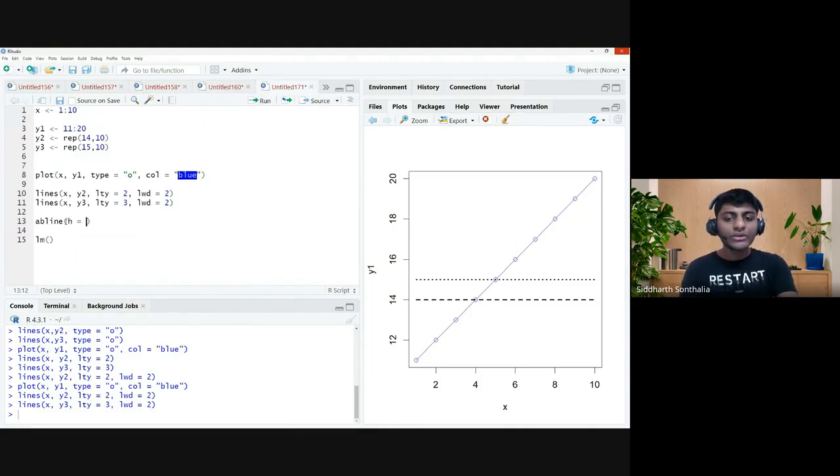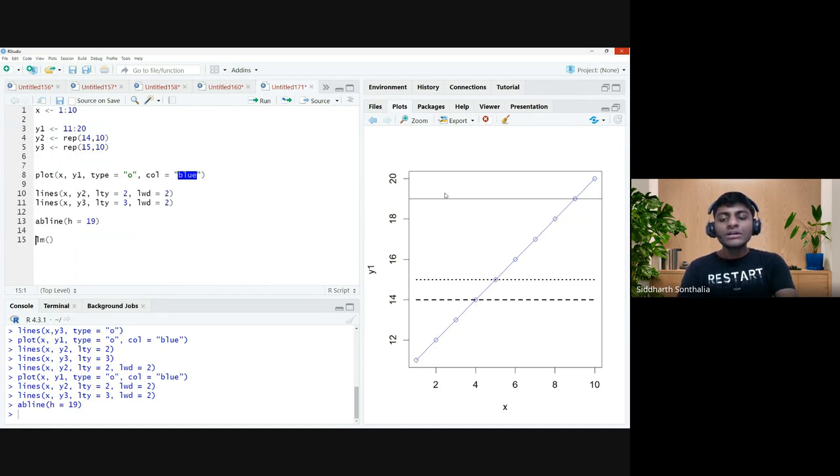So what I can do here is, for example, I want to now draw h equals 19. It will draw a line that is horizontal in nature. For all x's, it will assume the same y coordinate. Similarly, abline of v equals something will help me draw, guess what?